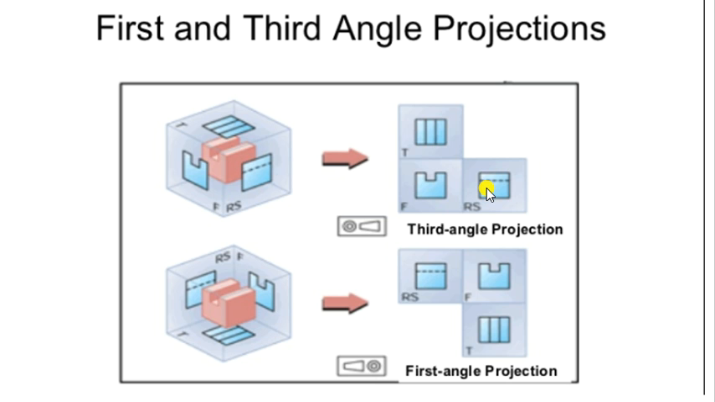While in first angle projection method, either it is a right side view or left side view, if we are looking from right side of the object, then the right side view should be drawn on the left side of the front view. Here you can see in the right bottom corner figure. While if we are drawing a left side view, then it should be drawn on the right side of the front view.